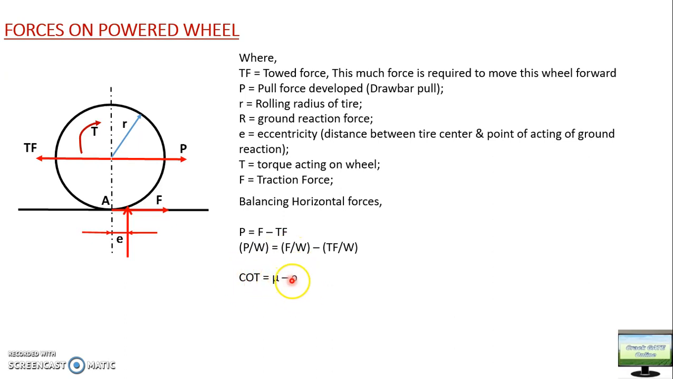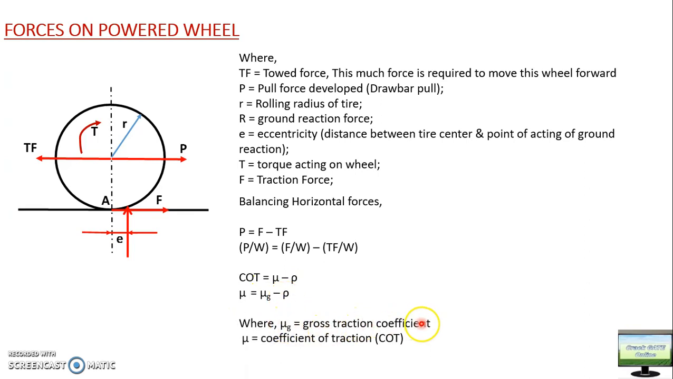So mu is mu G minus rho. Mu G is your gross traction coefficient or gross traction ratio, mu is your coefficient of traction, and rho is your coefficient of rolling resistance. If you don't know how this ratio is coming, then please go back and watch my previous videos. So this is how the forces on the powered wheel come.